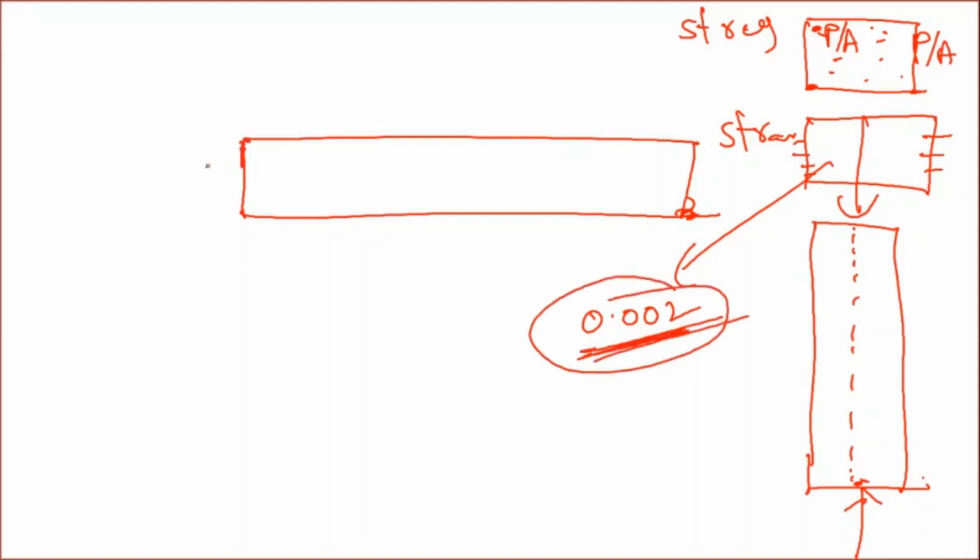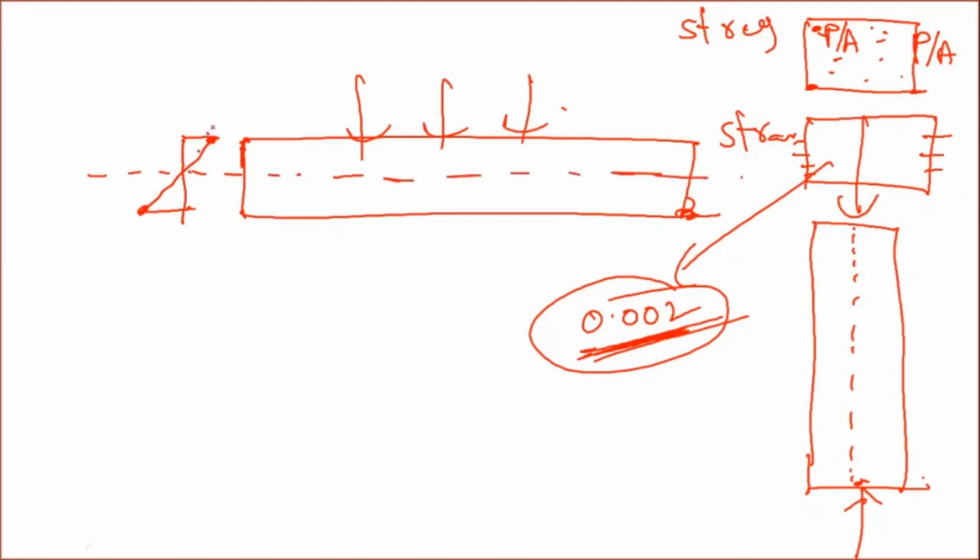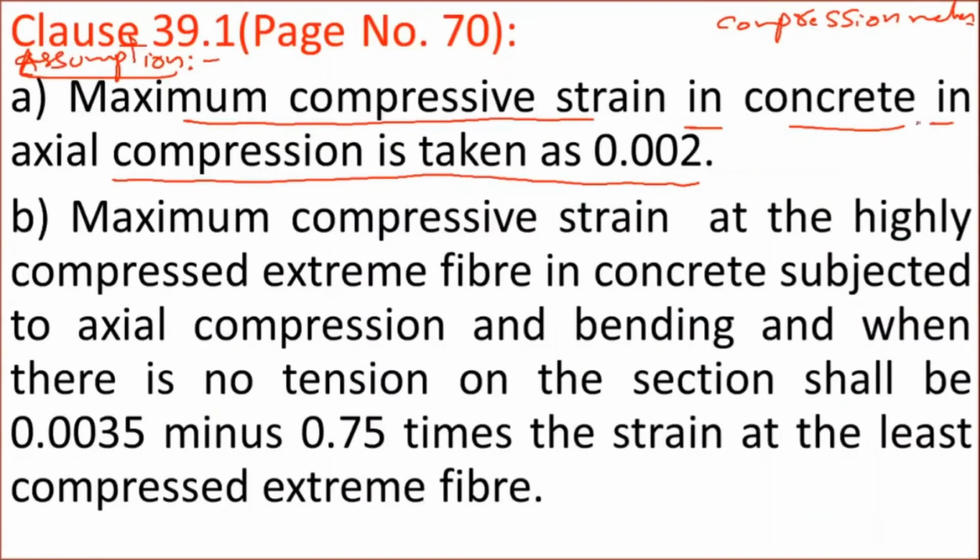Now if you consider a beam, suppose beam is subjected to bending. When you apply the loads like this, beam is subjected to bending and our stress strain diagram will be like this. So in this condition, this is the neutral axis. Here strain at different points will be different. Under bending compression, strain varies from 0 at the neutral axis, and at the extreme fiber the maximum value can be 0.0035. Whereas in case of axial compression, the maximum strain can be how much? 0.002. That's the clause: maximum compressive strain in concrete in axial compression is taken as 0.002.